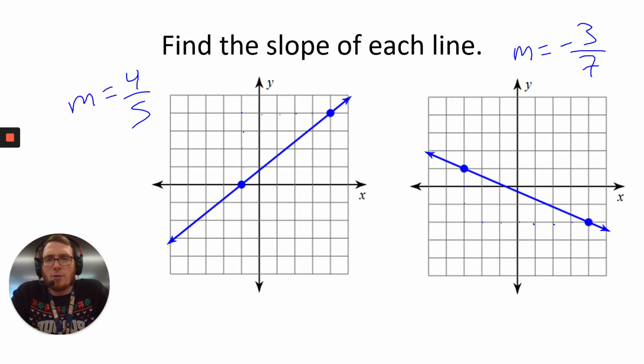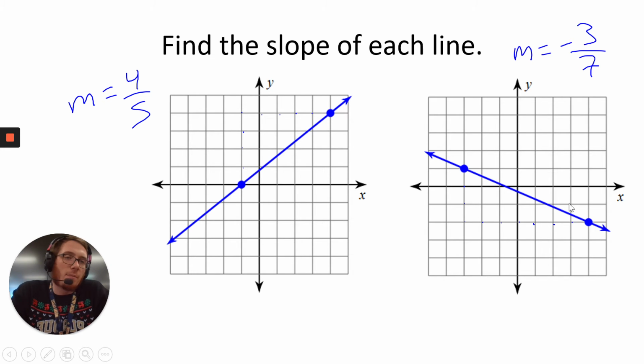Okay, the next question deals with slope. So remember, slope is the distance or change in y over change in x. So from the first point to the second point. So go from this point up 1, 2, 3, 4, and over 1, 2, 3, 4, 5. And so the slope is 4 over 5.